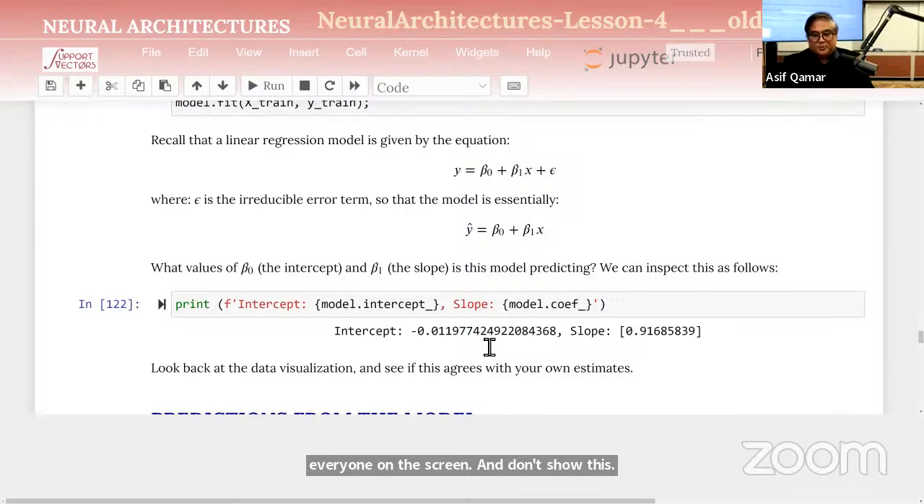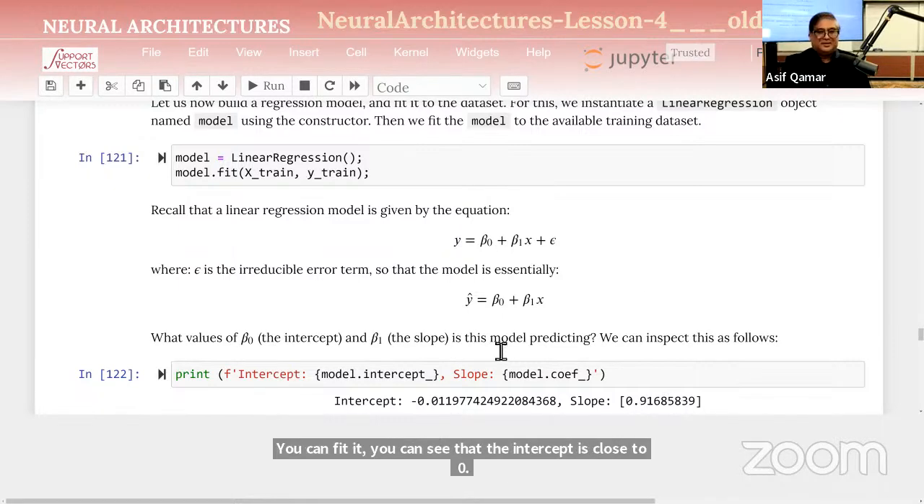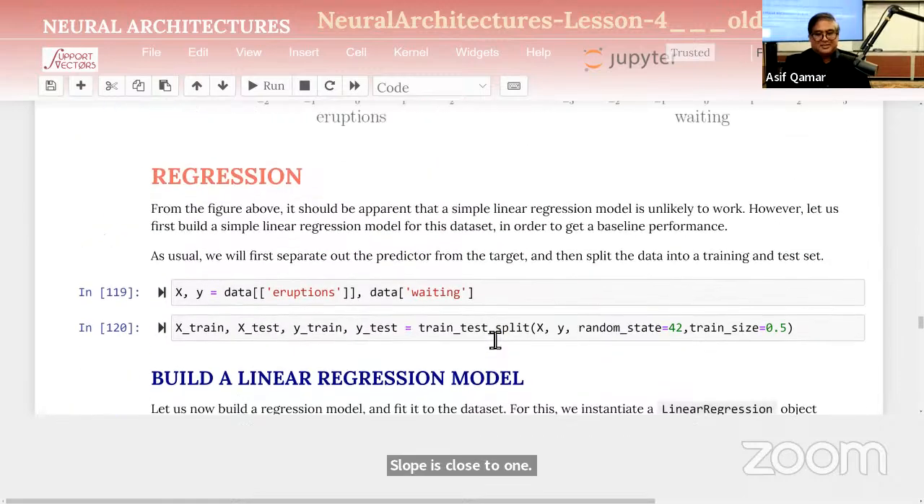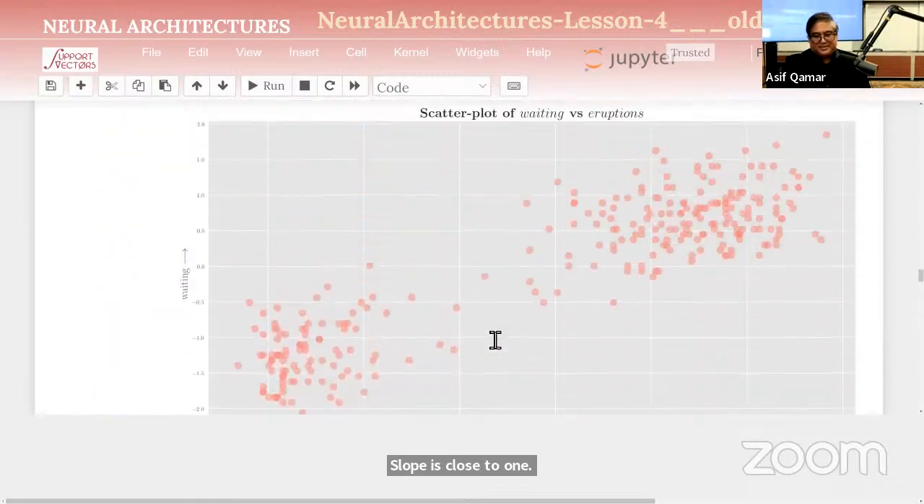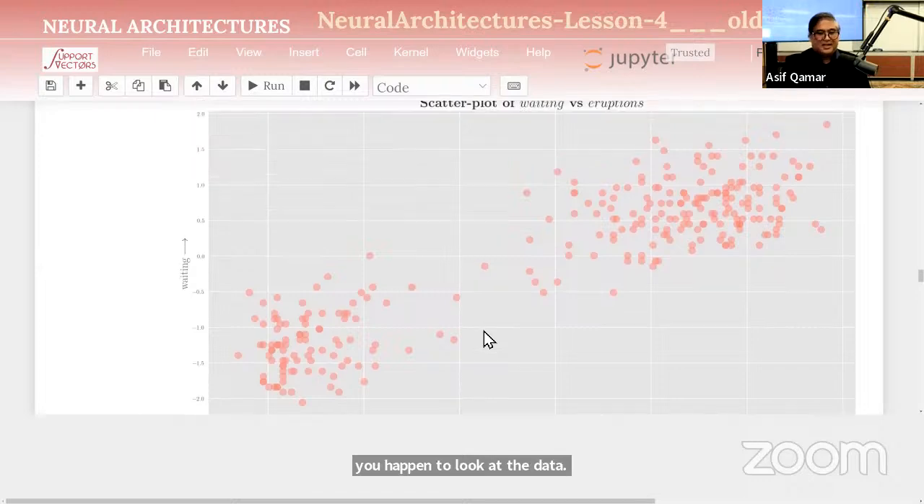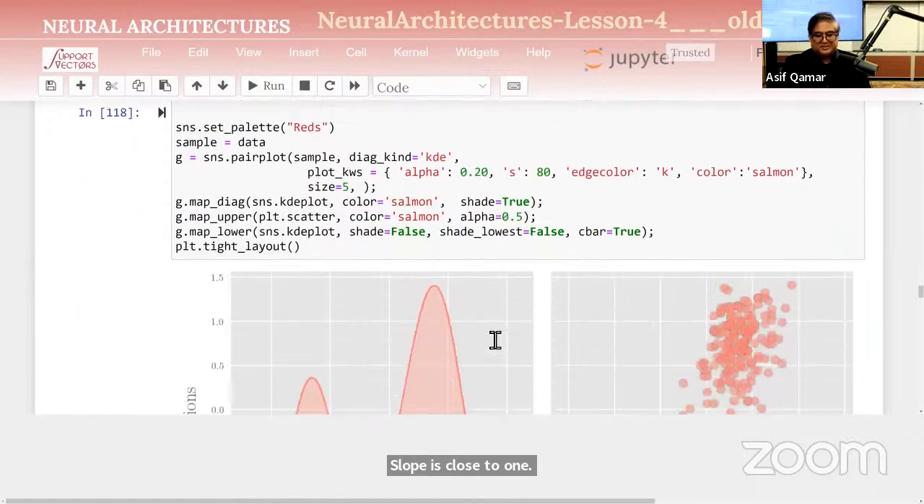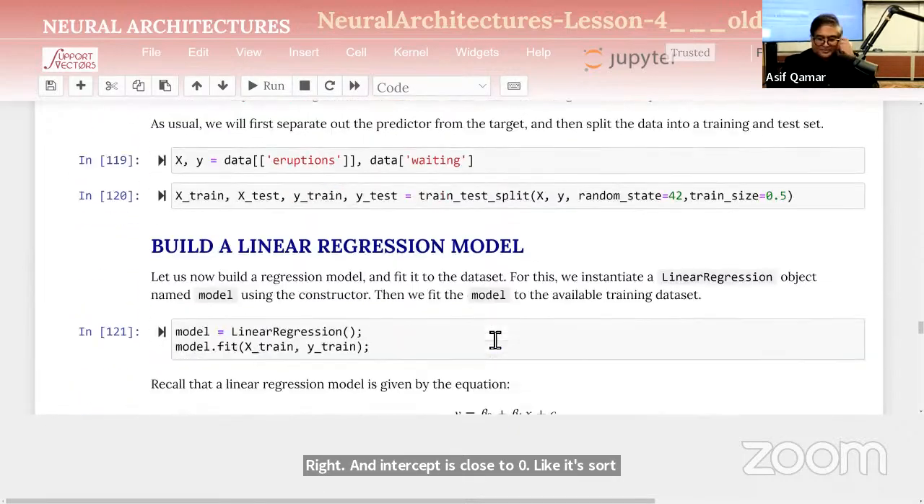If you were to use code, let's say scikit-learn, you can fit it. You can see that the intercept is close to 0, slope is close to 1, right? Which sort of matches if you happen to look at the data. Slope is close to 1, and intercept is close to 0. It sort of seems to go almost to the 0th point. So I'll leave it at that.